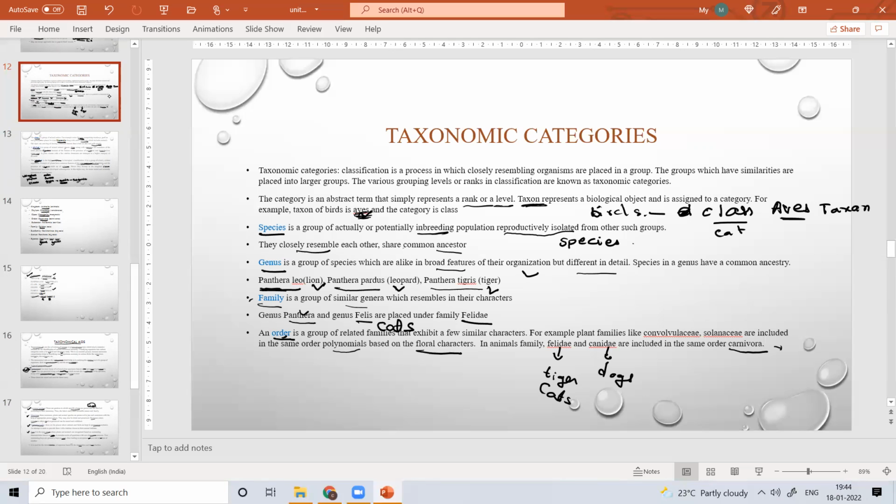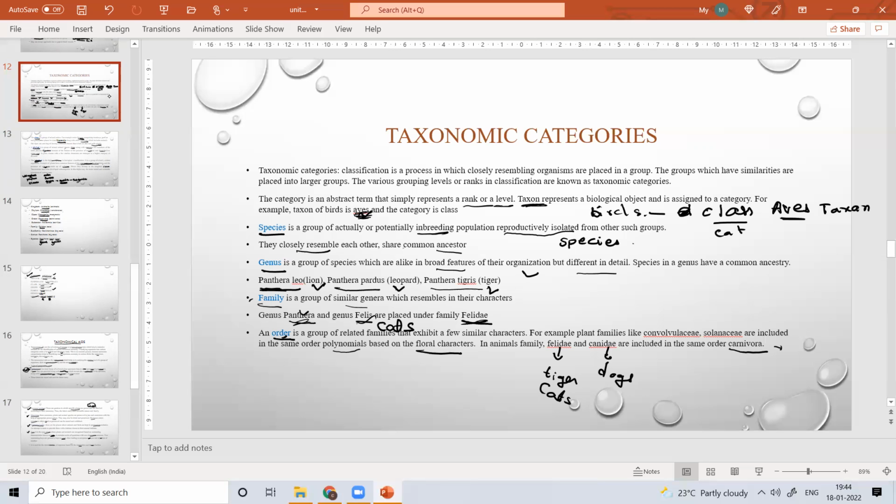Next one is a family. Family is a group of similar genera which resemble each other in their characters. An example is genus Panthera. Panthera and Felis are both genera included under the family called Felidae.